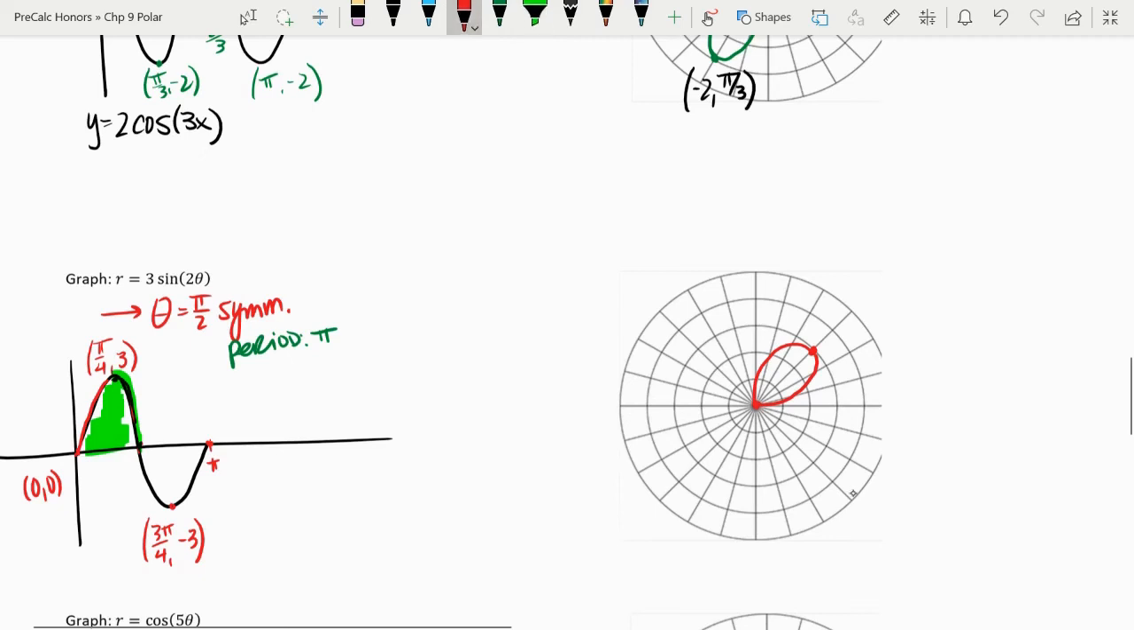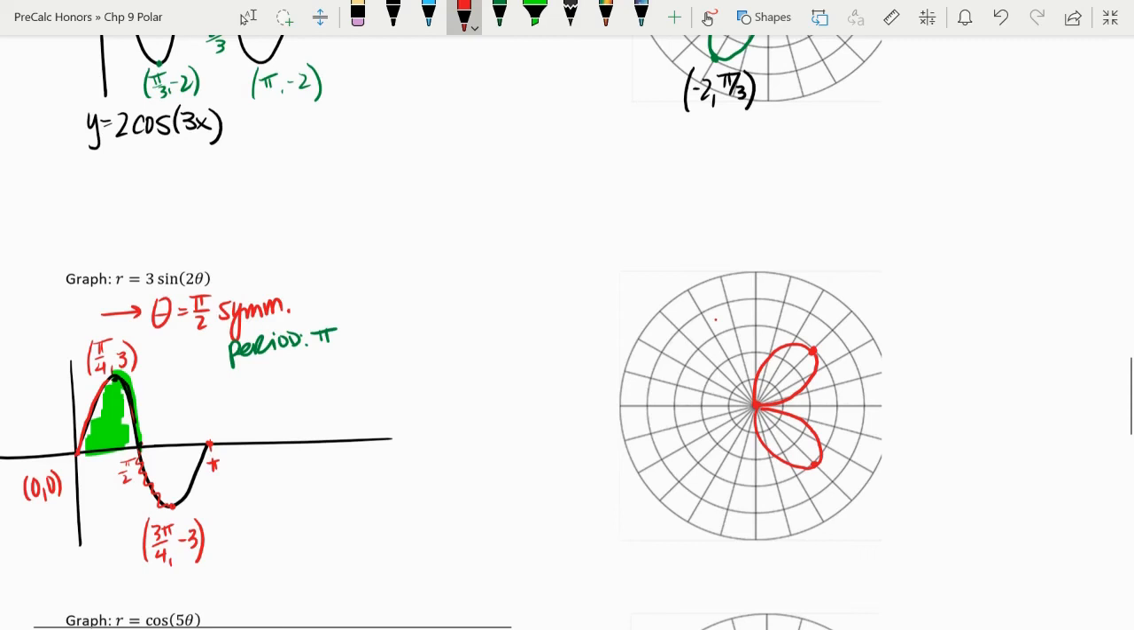Then 3 pi over 4. So now these are all negative values. So where we would be in quadrant 2 between pi over 2 and 3 pi over 4. So over here, we're jumping across the coordinate plane for the negative values. Till I get to that midpoint, 3 pi over 4, negative 3. So it's going this way, and then we're going back to our pole.